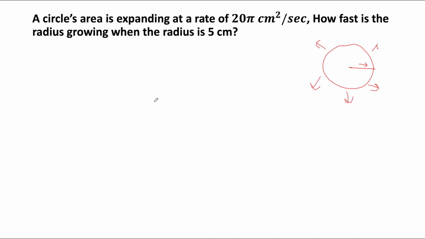So the very first thing to do, if you remember the steps, is to define the area given the radius. So this is an equation we should all know. It's A equals pi r squared. And from here we will take the derivative with respect to time.